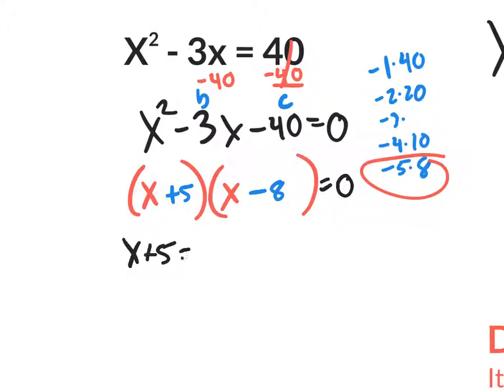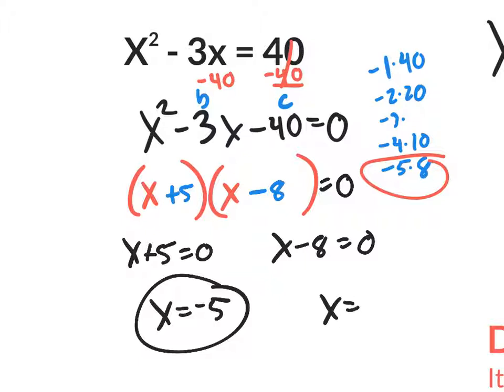X plus 5 equals 0. X minus 8 equals 0. You're going to get two answers. X equals negative 5 is one of them. X equals positive 8 is the other one. So we found our answers to this quadratic trinomial equation by factoring, splitting, and solving. So that was the better tool. If I wanted to, I could have used the quadratic formula and it would give me the same exact answers, right?